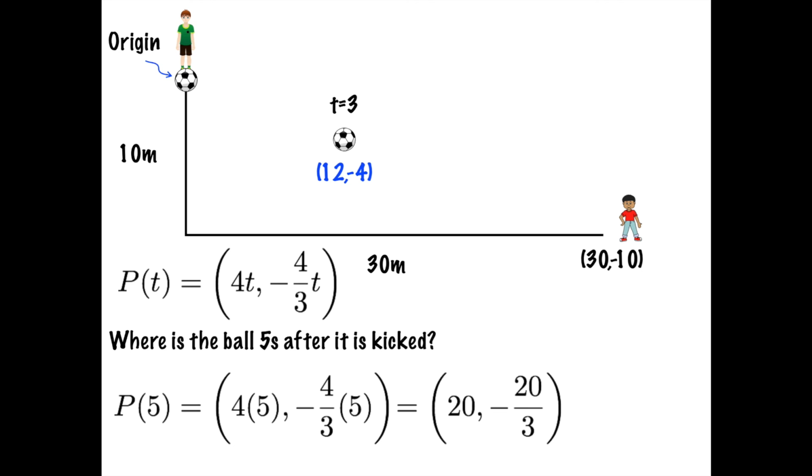And that's going to be somewhere right around here, right? So negative 20/3 is almost negative 7. So we're going to be definitely over to the right more and down, right on our way to 30, negative 10. So there's another parametric equation example.